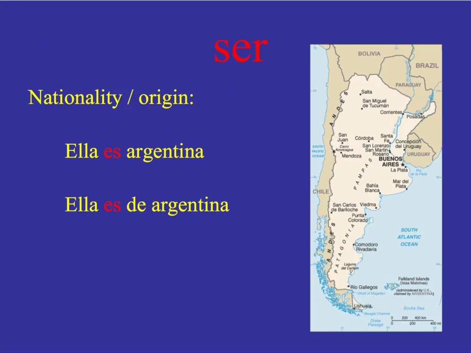Rule 1 for ser is you use it to talk about nationality and origin. Okay? Ella es argentina. She is Argentinian. That's her nationality. Ella es de Argentina. Notice the use of the word de there. She is from Argentina.